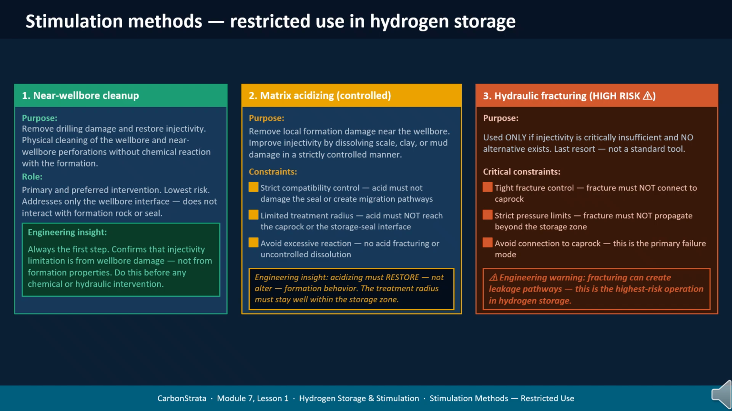Now put it all together. More intervention does not give you more control. It increases uncertainty. Final principle. Minimal intervention provides maximum control. Once you disturb the system, you lose predictability.